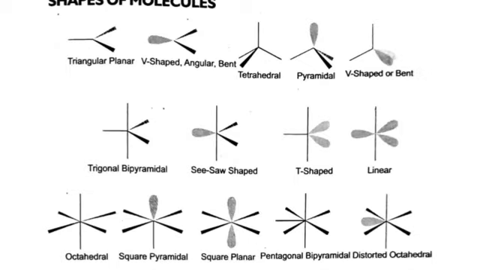Now let's discuss the shape of the molecules. You can see what the molecule shapes can be: triangular planar, V-shaped or angular or bent, tetrahedral, pyramidal, trigonal bipyramidal, seesaw shaped, T-shaped, linear, octahedral, square pyramidal, square planar, pentagonal bipyramidal, distorted octahedral. All these things I have already explained in the valence shell electron pair repulsion theory.